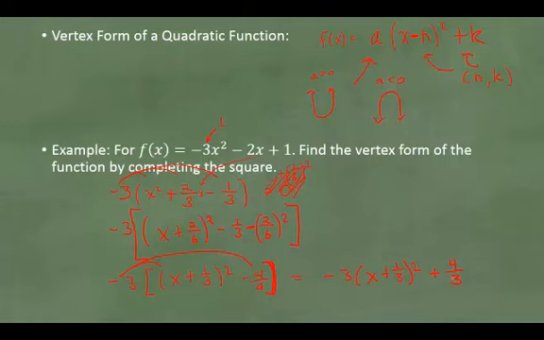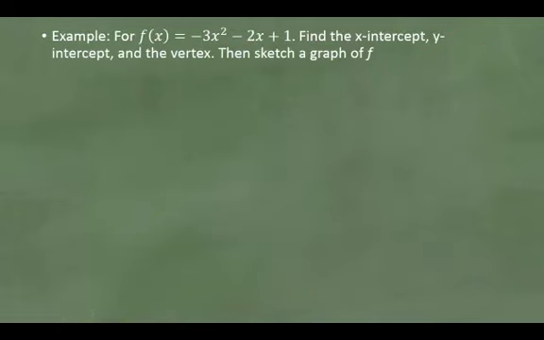And there's your vertex. Your vertex now is x minus a negative 1/3, so negative 1/3, 4/3. This negative 3 tells you it opens down. The parabola opens downward, and the highest point is at negative 1/3, positive 4/3.